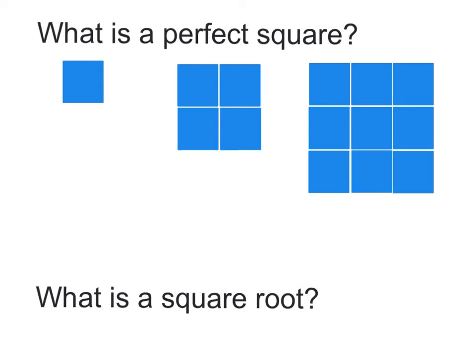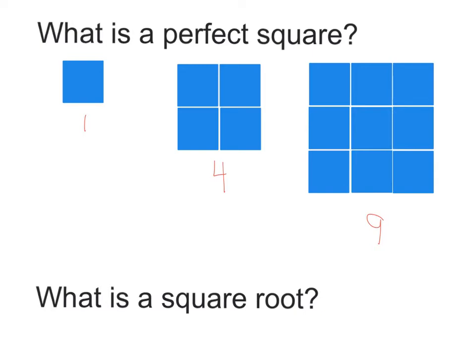For our next unit, the first part has to do with square roots and perfect squares. So a perfect square is a number that can be represented as a square. So for example, 1 can be represented as a perfect square. The number 4, if I were to have 4 tiles, I can arrange those 4 tiles into a perfect square. 9 is also a perfect square. If I had 9 tiles, I can arrange them into a perfect square.